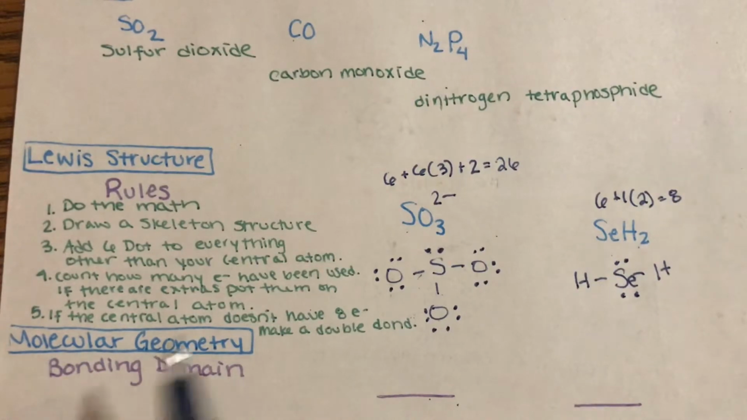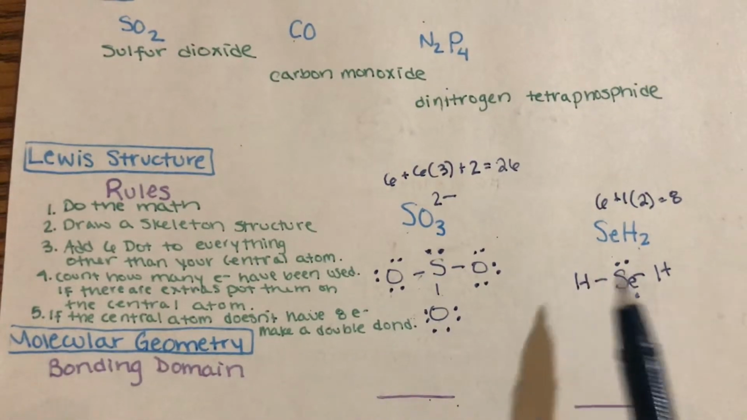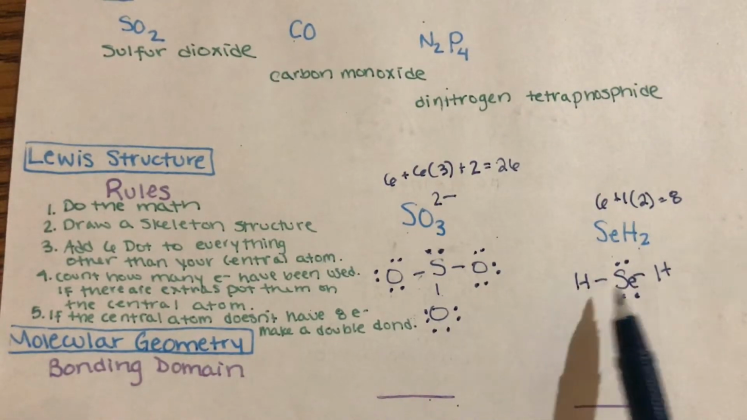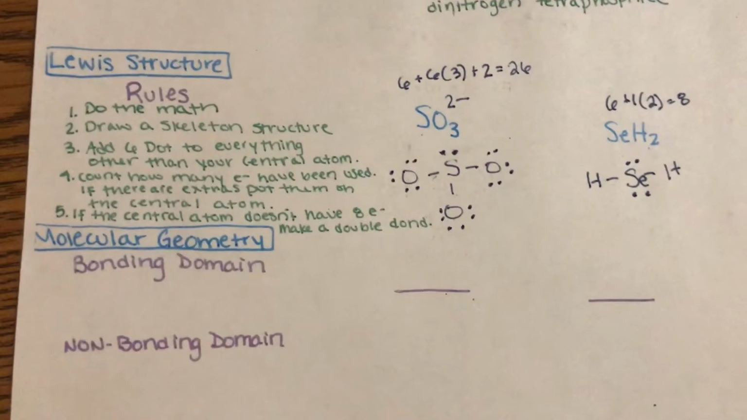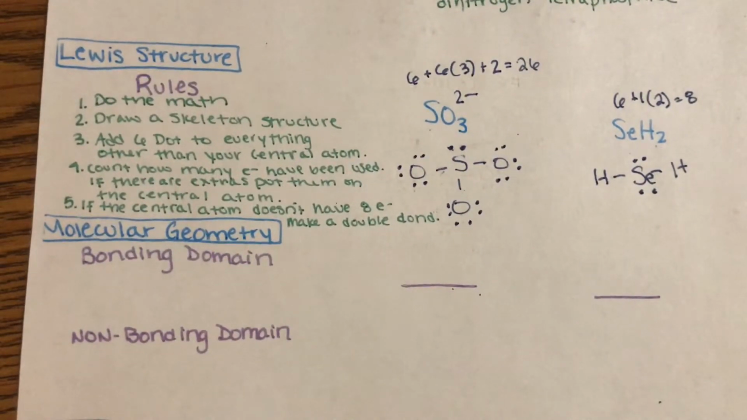And then our next step, step 5, I have to see, did I use 8? So does my central atom have 8? So I have 2, 4, 6, 8. So I'm done with that one. So moving on, the next thing that we did is we used our Lewis structures to figure out what the actual geometry looks like in 3D, so non-paper version.